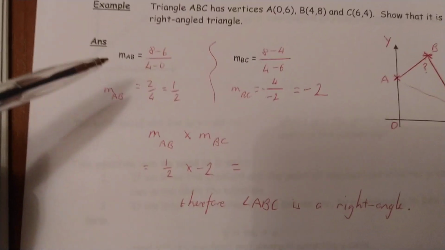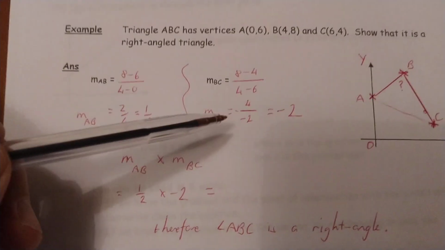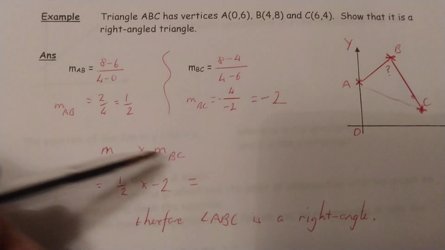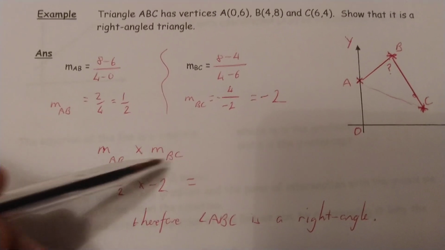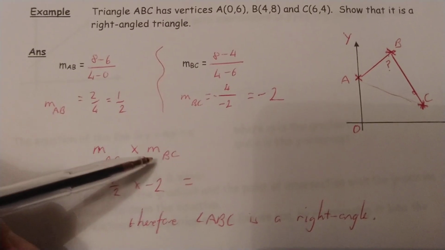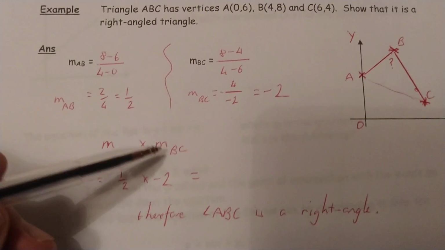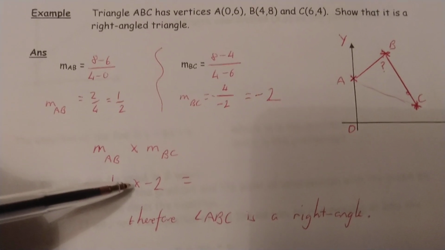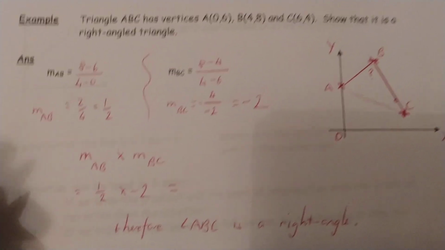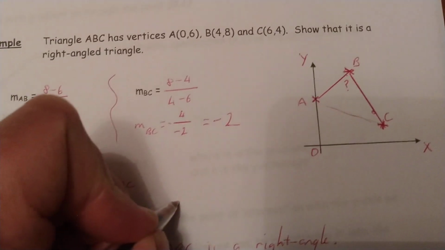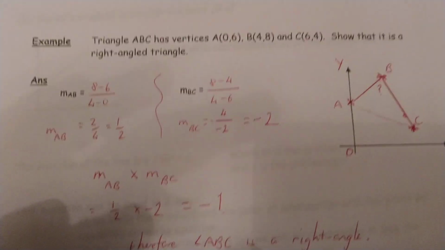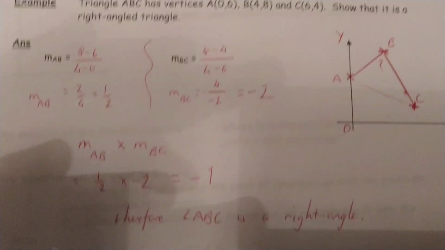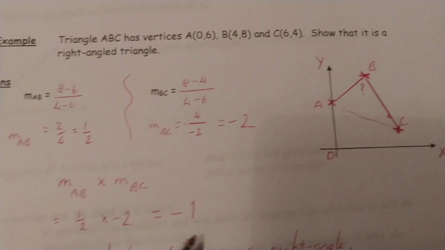So I say, I've worked out the first gradient. I've worked out the second gradient. I will now multiply my two gradients together. So this shows what I'm doing. Gradient AB times gradient BC. There's my first gradient, there's my second gradient. So I'm substituting in a half multiplied by negative 2, which is negative 1, which doesn't surprise me because they wouldn't have asked the question if that wasn't going to happen. Equals negative 1.